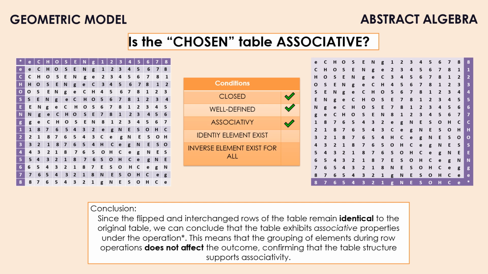Since the flipped and interchanged rows of the table remain identical to the original table, we can conclude that the table exhibits associative properties under the operation star. This means that the grouping of elements during row operations does not affect the outcome, confirming that the table structure supports associativity.